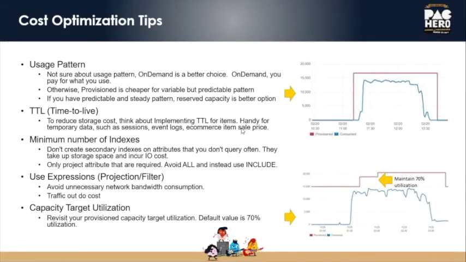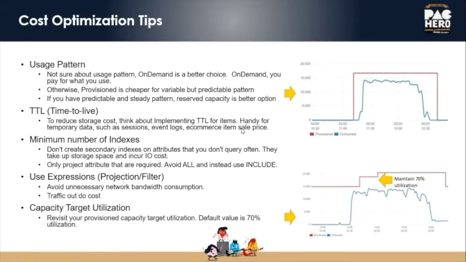Which is my point number 2: only project attributes that are required. Avoid selecting all. Instead, use include where appropriate. So you can say, all right, for this index, all I want is the first name and last name. Just include those attributes. Don't include address, don't include age, don't include date of birth if it's not required. They will consume storage space. That's another tip on how you can reduce cost.